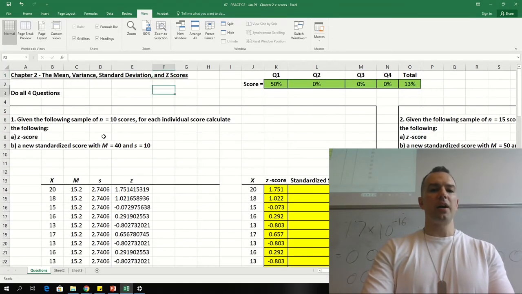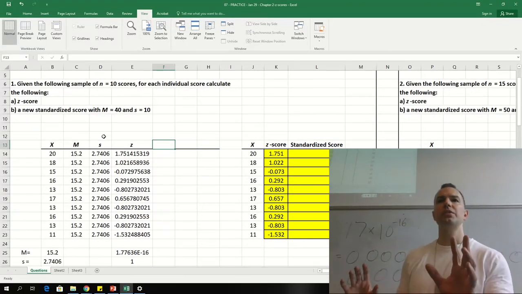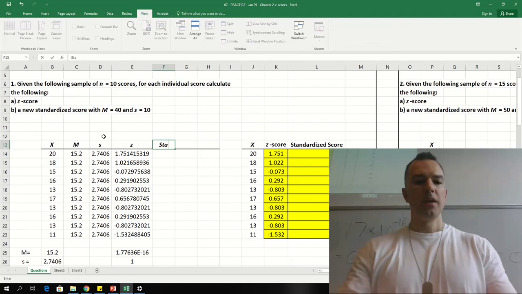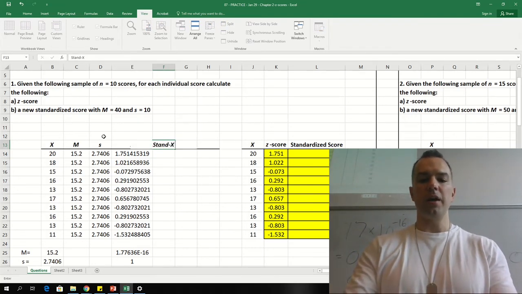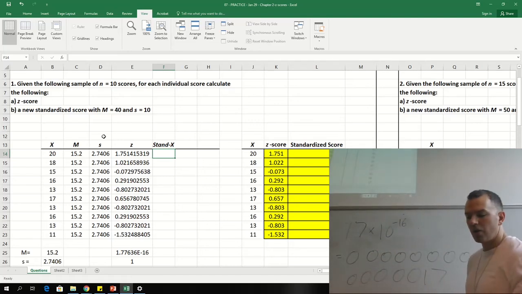All right, so that was part A. That was the z-score. Part B here is asking you to come up with a new set of standardized scores that have a mean of 40 and a standard deviation of 10. So we're going to set up another column here called StandX for standardized scores. And we are going to use the formula that a score equals the mean plus your z-score times the standard deviation. So we want to use our z-scores to get raw scores. So this is the function that we need, the one that gives us those raw scores.